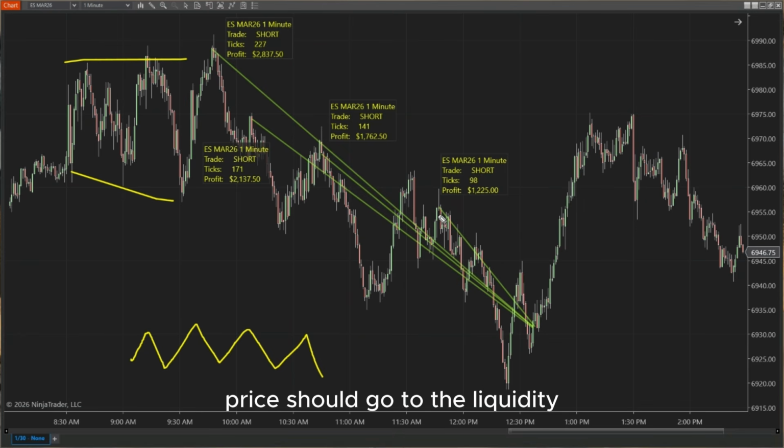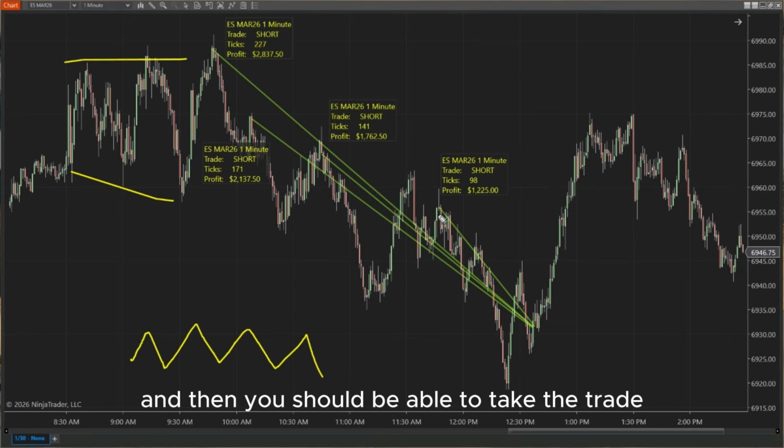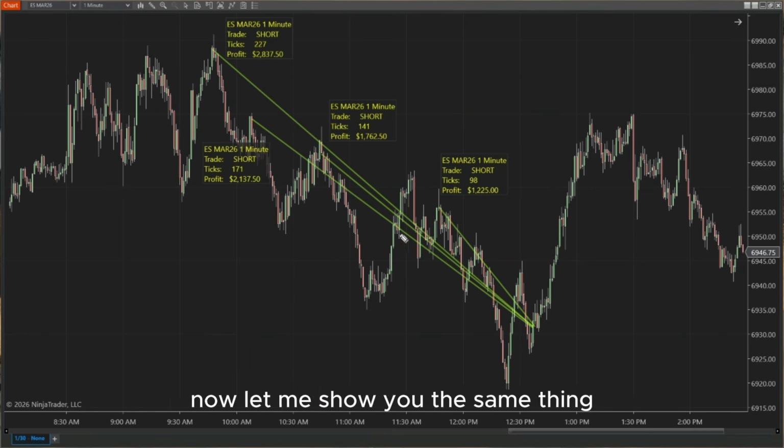Price should go to the liquidity, eat the liquidity, sweep the liquidity, immediate rejection, and then you should be able to take the trade. Now, let me show you the same thing with the liquidity based liquidity zones indicator.